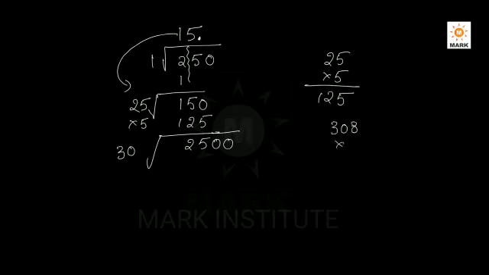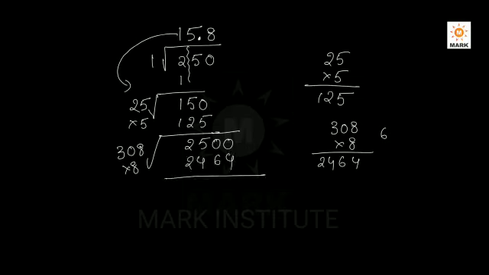So 308 into 8 I am checking. 8 times 8 is 64, carry 6, so 2464. So 308, 8 here. 308 into 8 is equal to 2464. So the remainder is 36. Again continue the same process. Write the double of 158 here. 158's double is 316. Here again download zeros. So 3616, I think 316 will go one time. So here it is 1. So 3161, and the remainder is 439.